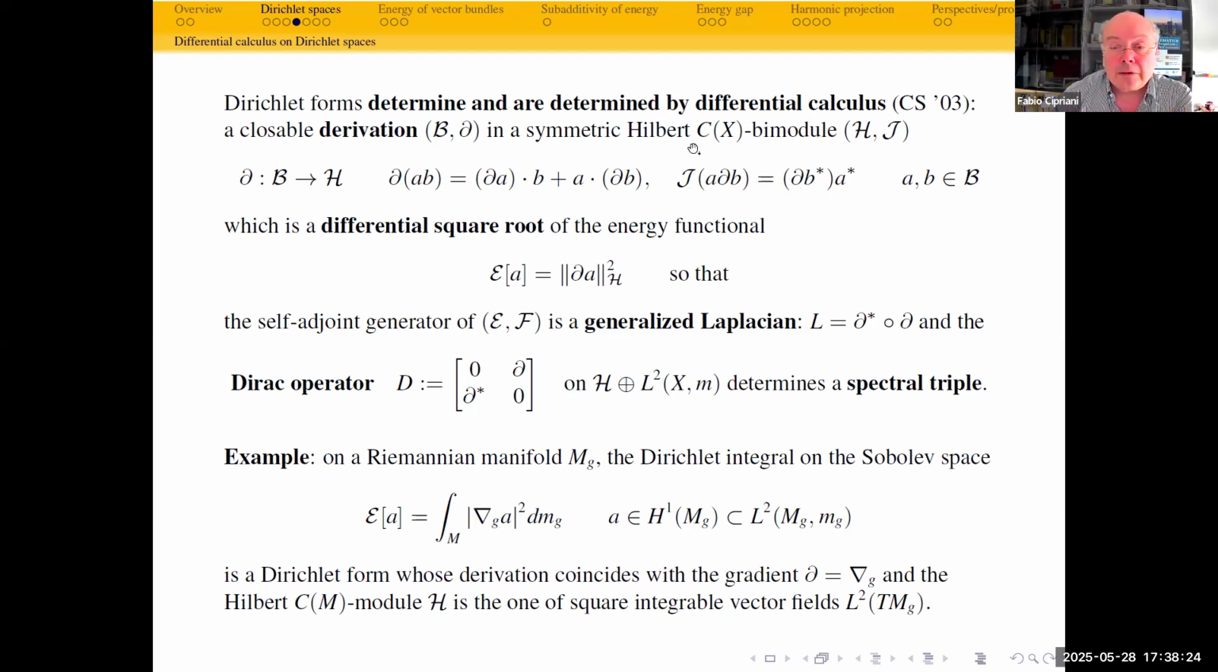And so if one has a closable derivation, then the closure of this quadratic functional, so the square of the norm of the derivative of A, is a Dirichlet form. Vice versa, any Dirichlet form can be represented in this way by a suitable and essentially unique derivation delta with values in some space.